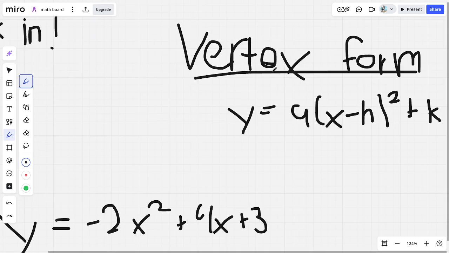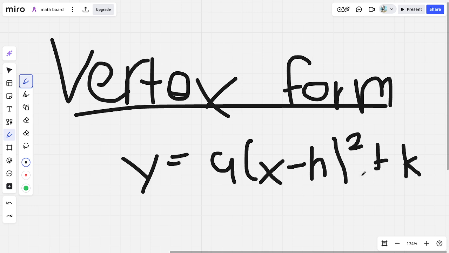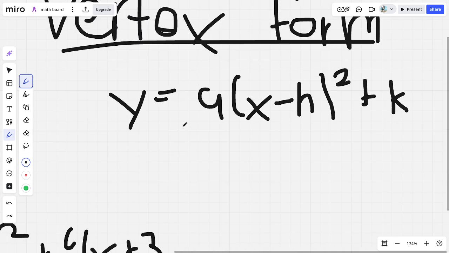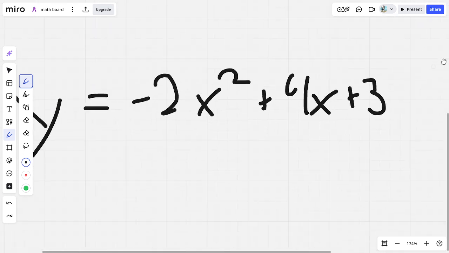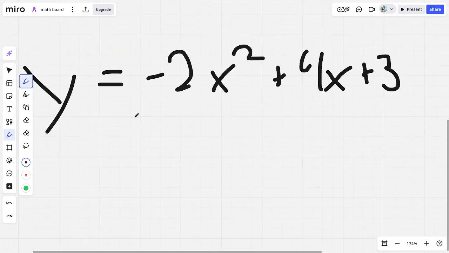Today we're going to be talking about how to get the vertex form via completing the square. So, first of all, what is the vertex form? y equals a times the quantity x minus h squared plus k. So, this is our sample quadratic function.